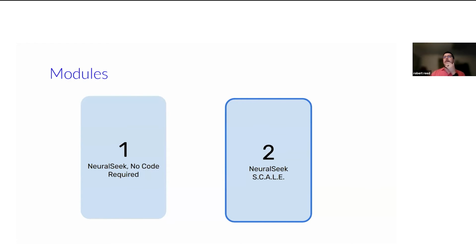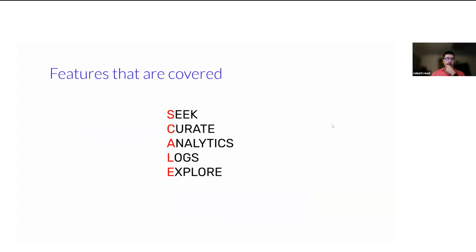That's a great timeline. All right, so if you hit the finished button and it brings you back to the top of module 1, just grab module 2 from the sidebar. You'll see module 2 is S.C.A.L.E. This is an acronym for Seek, Curate, Analytics, Logs, and Explore. It was quite a eureka moment when we figured that out. This also lines up with the tabs in the UI, coincidentally, which I thought was pretty cool.